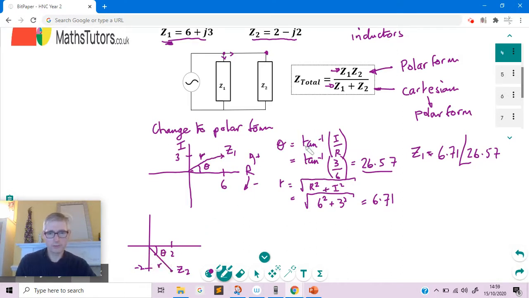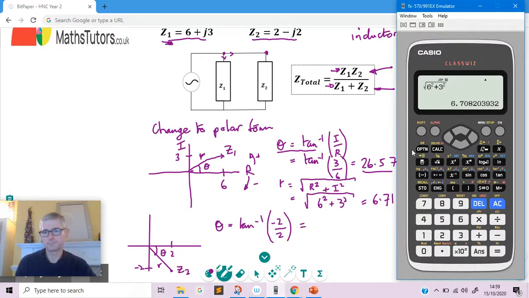So again, using that formula, theta is tan minus 1 of the imaginary part over the real part. So in this case, theta is tan minus 1 of the imaginary part being minus 2 over 2. And so if I bring the calculator up and work that out, I'm going to do the shift again, use the fraction button, and it's going to be minus 2 over 2. And there we go, we get minus 45. So minus 45 degrees.